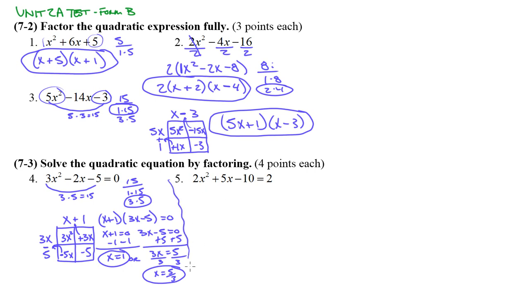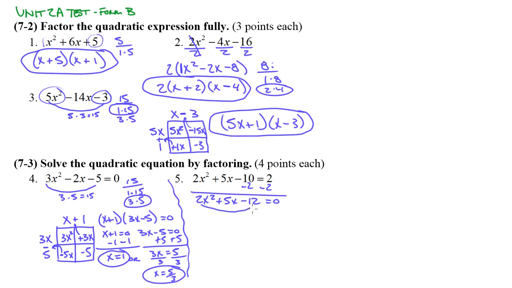Okay? Number 5, the first thing we have to do is move this 2 over. Subtract 2 from both sides. 2x squared plus 5x minus 12 equals 0. Right? And then we ask, are there any common factors of 2x squared, 5x, and negative 12? 5 is prime, so there are no common factors.